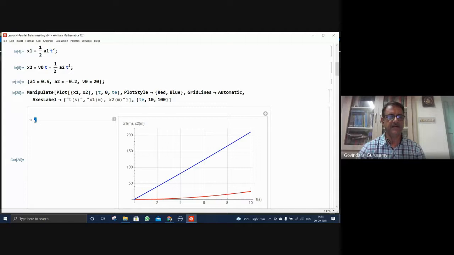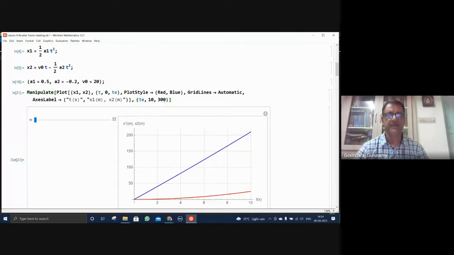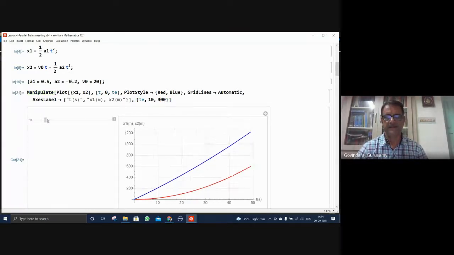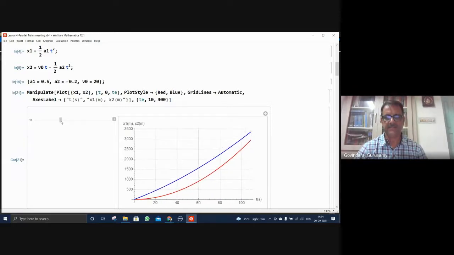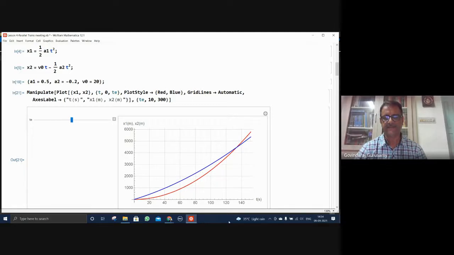And up to 100, let us check. Do they meet? Do they not meet? Are they meeting now? They're not meeting. We'll go to something like 300. Shall I make it? End point I'm taking to 300. It seems they are going to meet somewhere. Yes, it's going to happen. They are meeting. Where? Somewhere about 130 seconds or so, they are going to meet.